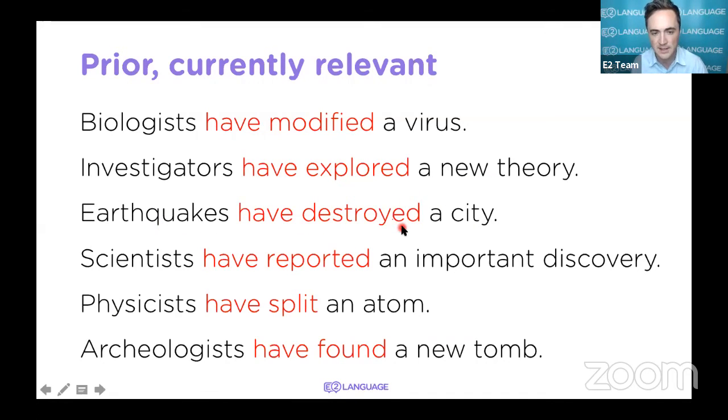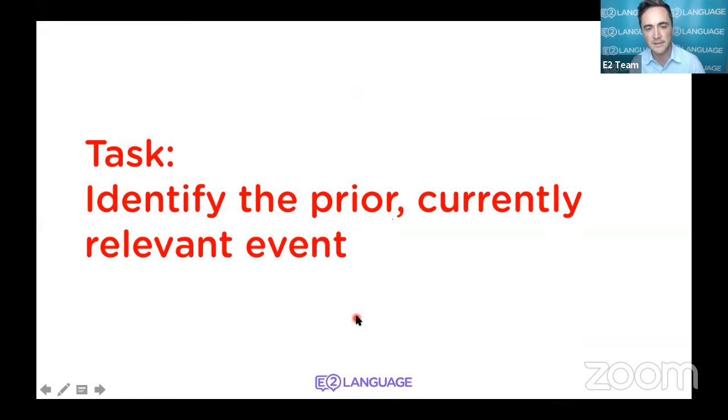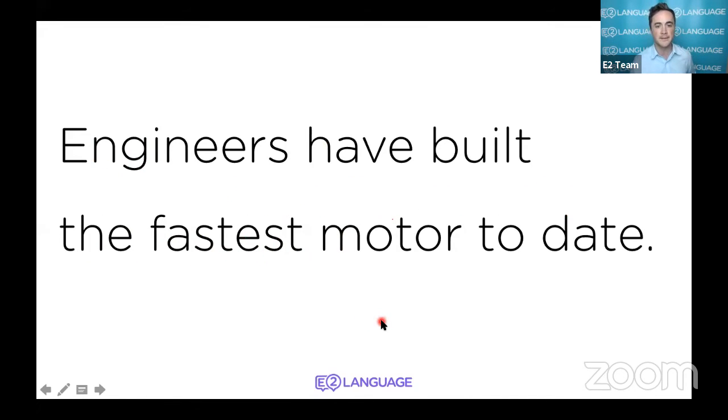Earthquakes have destroyed a city. Maybe the earthquake was last night, but the relevance is now. Scientists have reported an important discovery. Maybe they did it this morning, but it's relevant now. Physicists have split an atom. Relevant now. Archaeologists have found a tomb. So please identify the prior, currently relevant event.